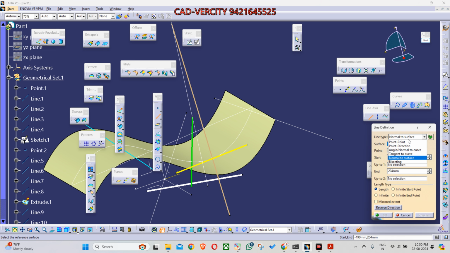Line. The last one, bisect. Any issue till this point? How many types of options will we get in line? Tell me. Again, this is an interview question for freshers. Six, I think. Which one? Point to point.